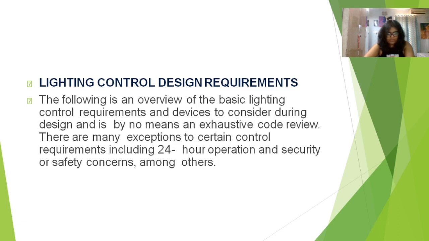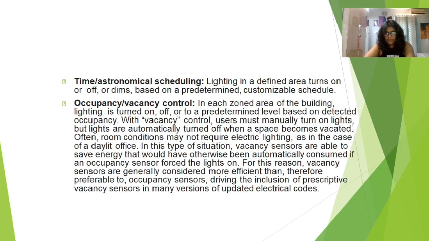Lighting control design requirements. The following is an overview of basic lighting control requirements and the devices to consider during design, and is by no means an exhaustive code review. There are exceptions to certain control requirements, including 24-hour operation and security or safety concerns, among others. Time or astronomical scheduling: lighting in a defined area turns on, off, or dims based on a predetermined, customizable schedule.